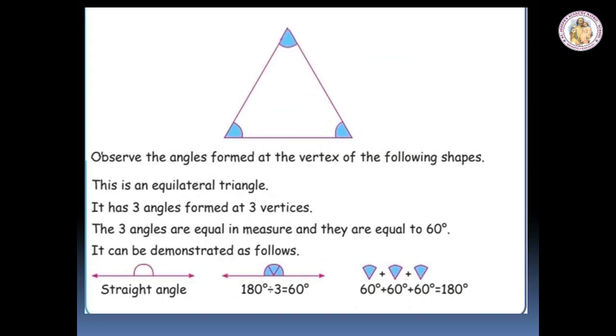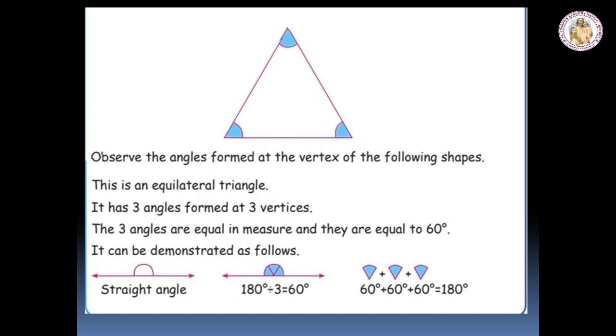Children, observe the angle and find the vertex of the following shapes. Yes, you all know what shape this is. Yes, this is a triangle. But we are going to find the angles. This is an equilateral triangle. How many corners does it have? It has 3 corners. The other name for corner is vertex. Now let us observe what angles are found in this. It has 3 angles formed at 3 vertices. In each corner you can see the blue color angles. That is called angle.